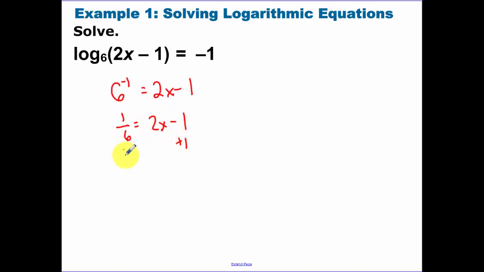I add 1. That's 7/6 is equal to 2x. We divide by 2 or multiply by 1/2. 7 over 12 is equal to x. And then when I plug in 7 over 12 here, we don't get 0, so this is a valid solution.